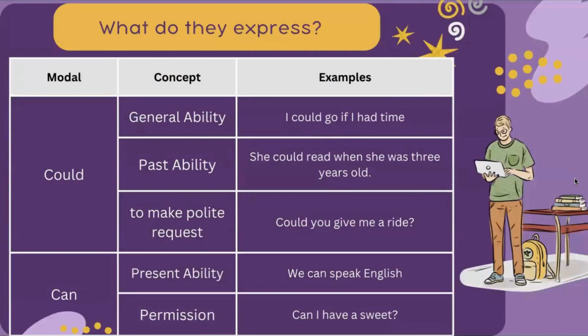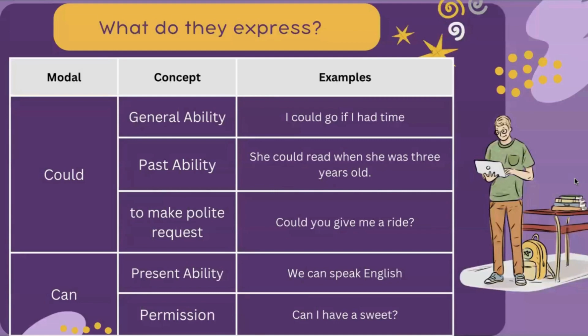So next we are going to learn some common meanings of modal auxiliary verbs with their present and past tense forms. So the first modal auxiliary is could. Could is used to indicate general ability. For example, I could go if I had time. Could is used to indicate past ability. For example, she could read when she was 3 years old. It is also used to make a polite request. For example, could you give me a ride?